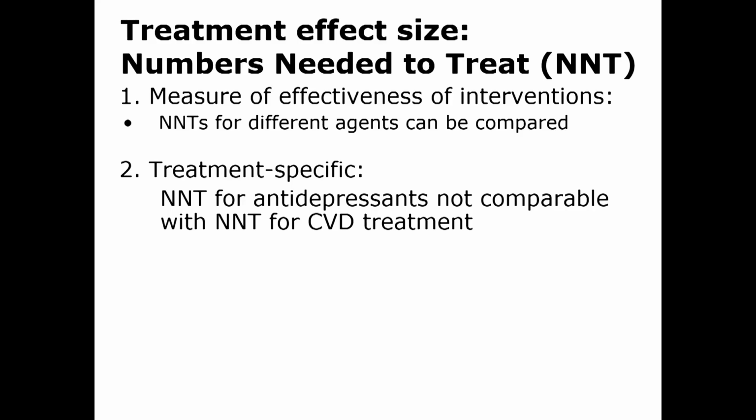Okay, so this section is about treatment effect size and numbers needed to treat. These are measures of effectiveness of treatments, and they allow us to compare NNTs for different agents. They are treatment specific, so a number needed to treat for antidepressants is not comparable to a number needed to treat for a cardiovascular treatment, because they're two different conditions.